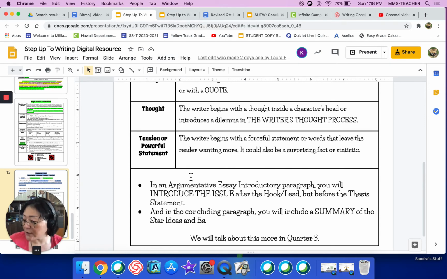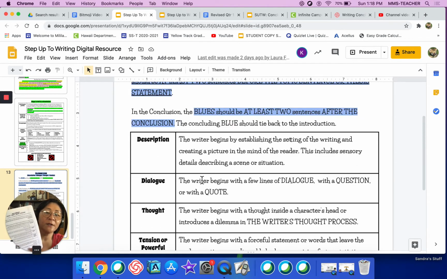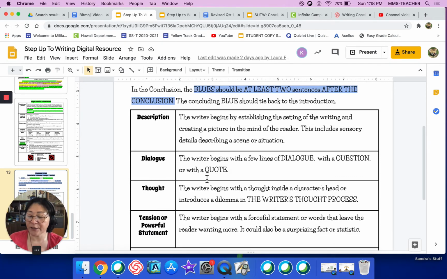Oh, so actually, if you get a chance, follow the correct color. You're going to highlight in blue the things that are highlighted in blue in your composition book.